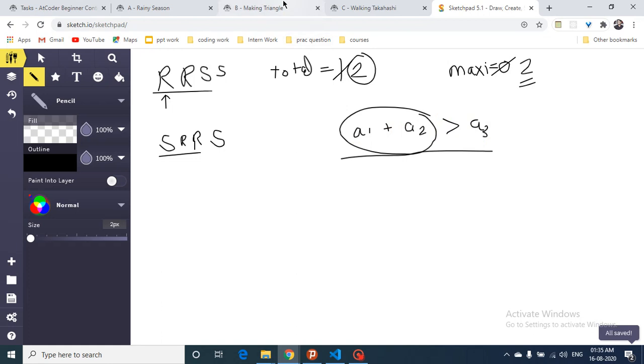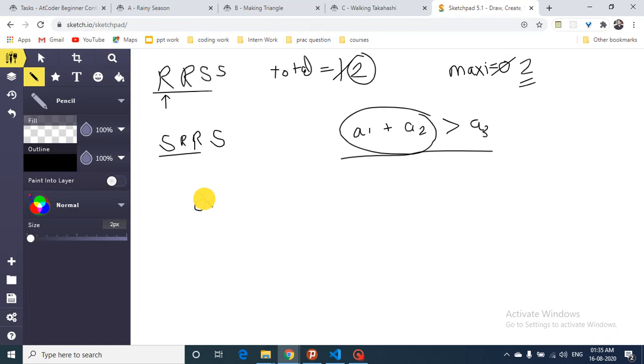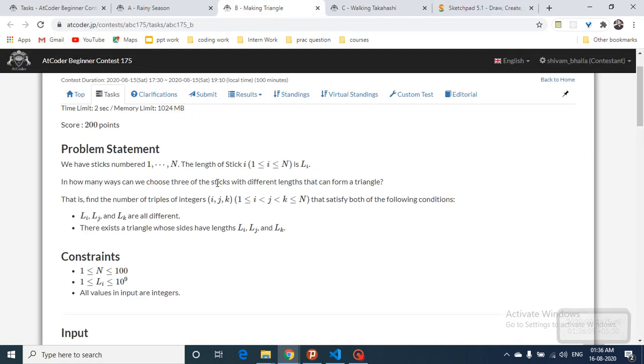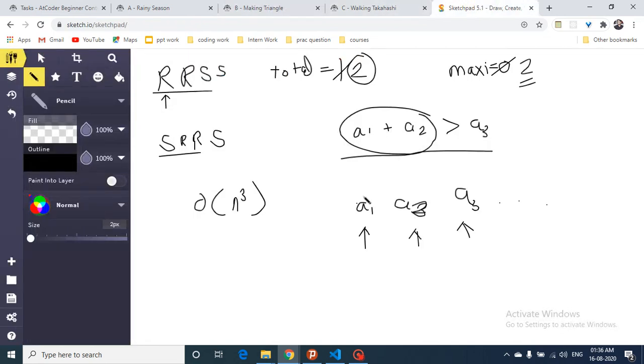So what you can do here is, because the constraints are very small, it's just 100, you can write an O of n cube solution, in which you take this array a1, a2, a3, and then take 3 pointers, one at the start, second and third, and in O of n cube you iterate over all the elements. But the key thing here is, if you sort this whole length array initially, then all the lengths will be sorted. This will be the smallest, then this will be the next greatest, then next greatest, and so on.